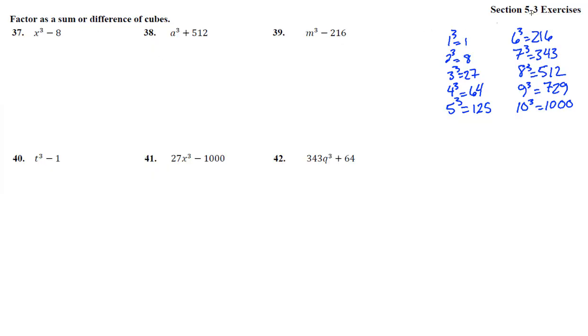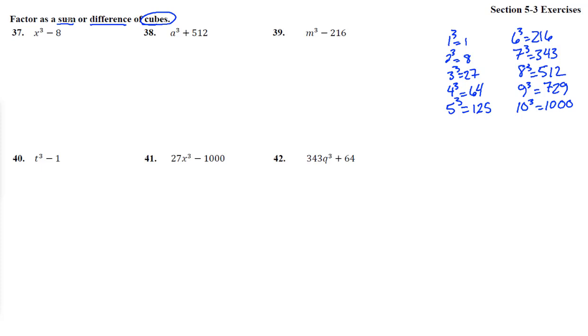Here we are in section 5-3 with numbers 37 through 42, and it says to factor, so we're breaking it up into the polynomials that multiply to this as a sum or difference of cubes. Now, first of all, perfect cubes. Numbers perfectly cubed give us perfect cubes: 1, 8, 27, we have this list over here, so we can identify those numbers quickly.